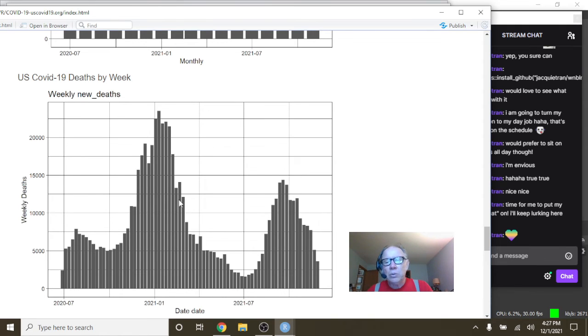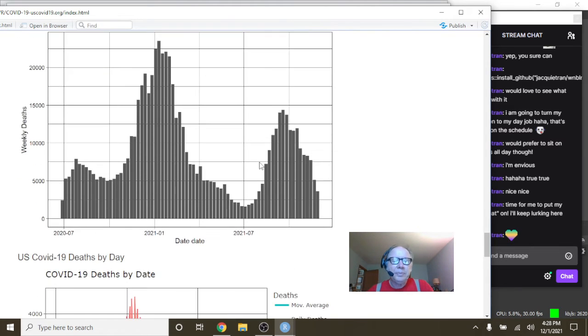I read somewhere that the University of Washington Institute for Health Metrics and Evaluation says the single best measure of the spread of the pandemic is COVID-19 deaths. It is deaths, not cases, not hospital beds, not ICU. COVID-19 deaths. So this is why this declining pattern here is so important.